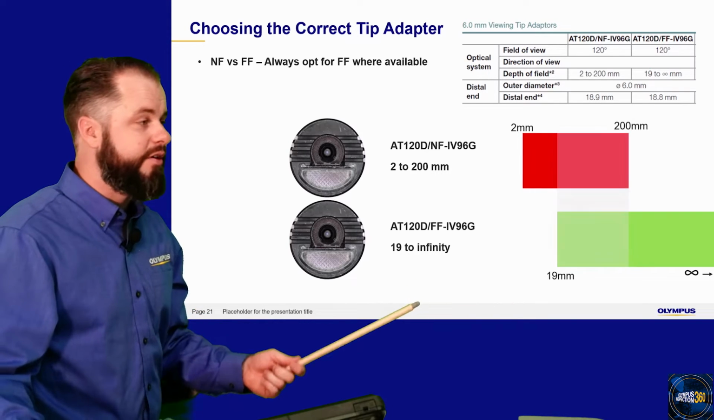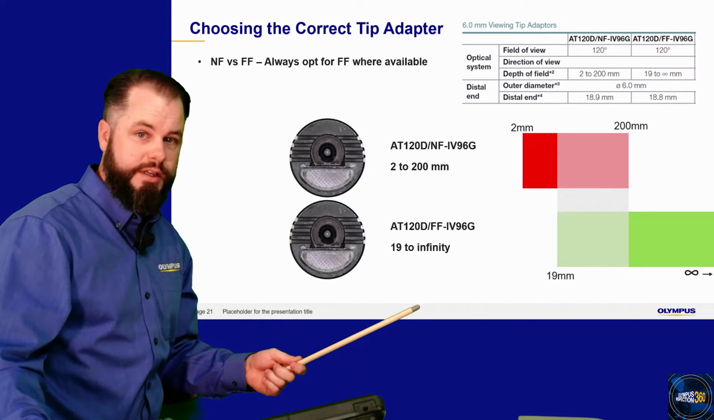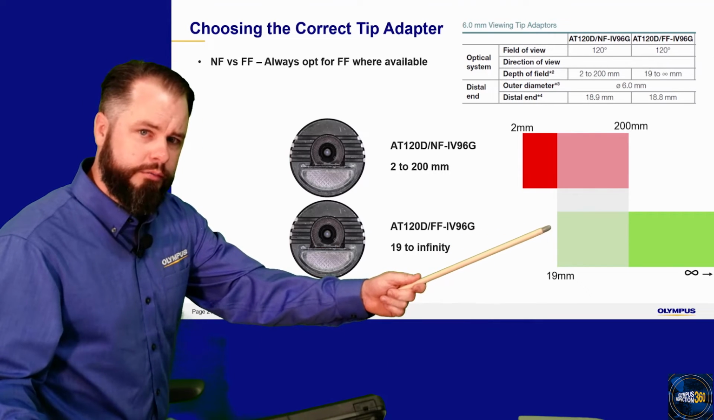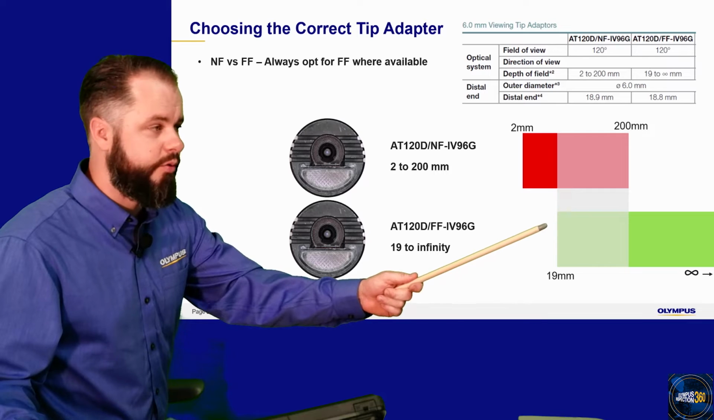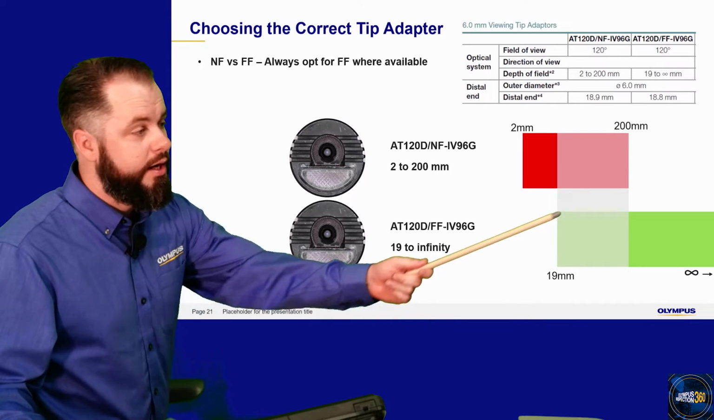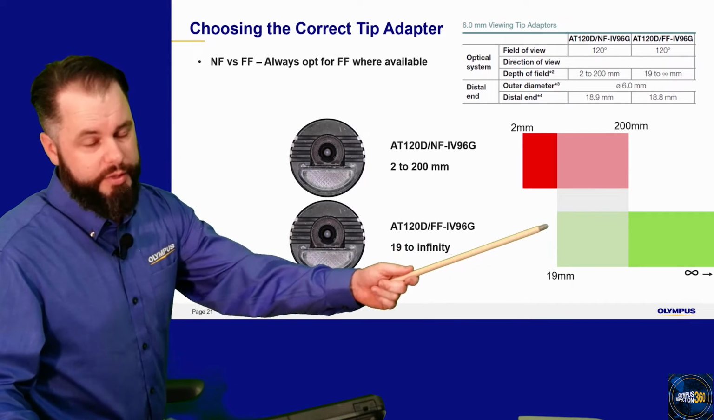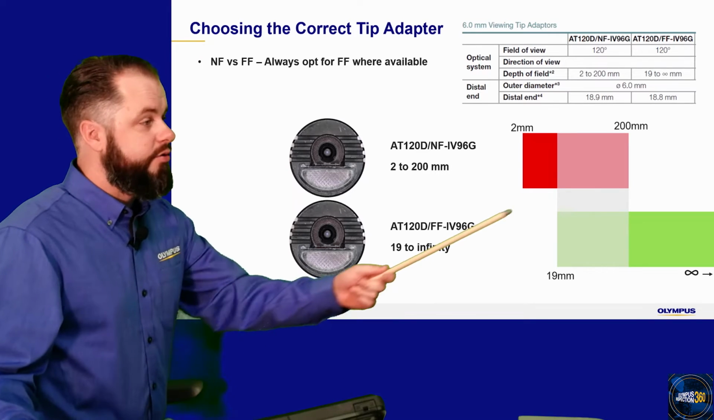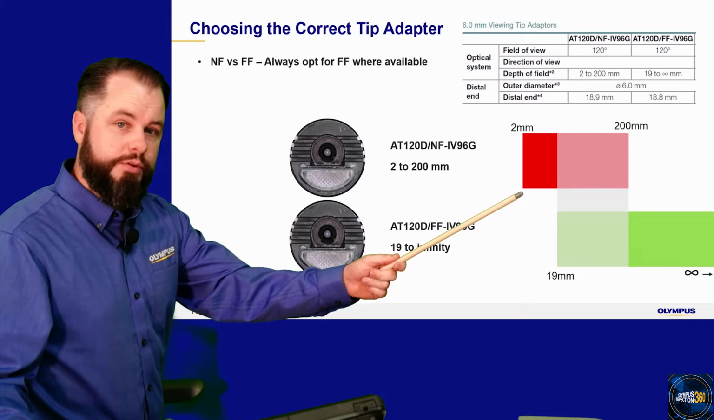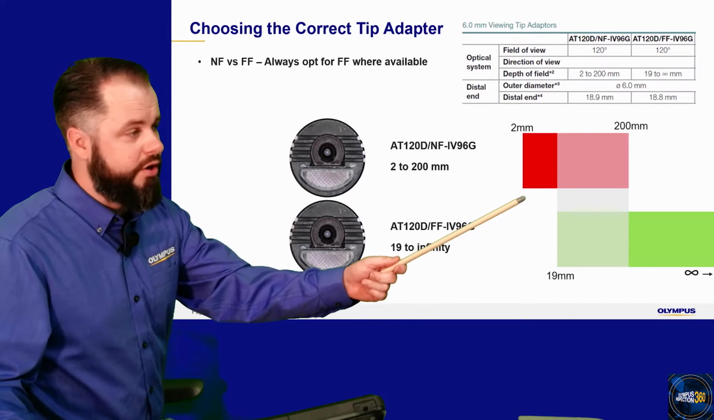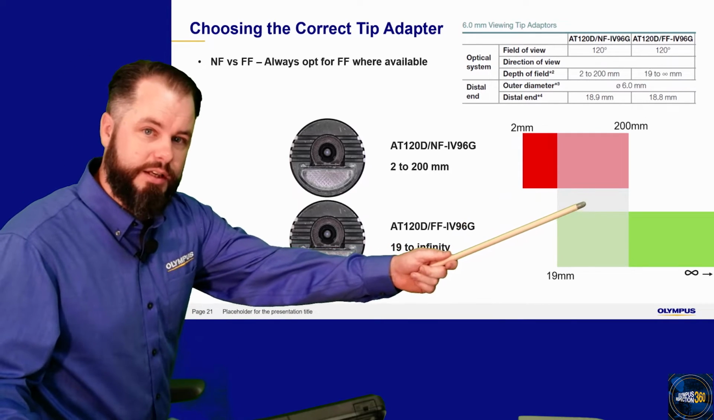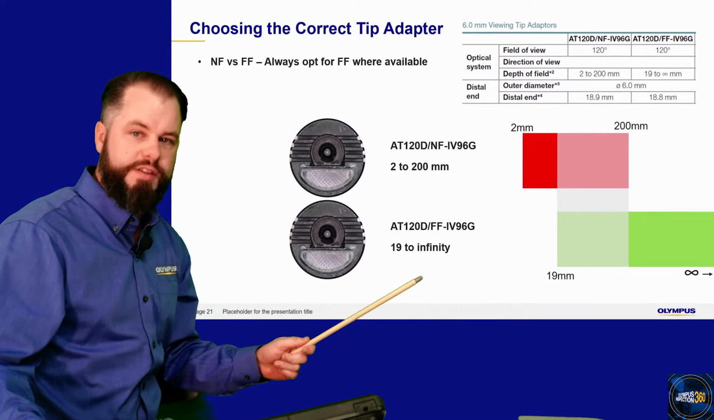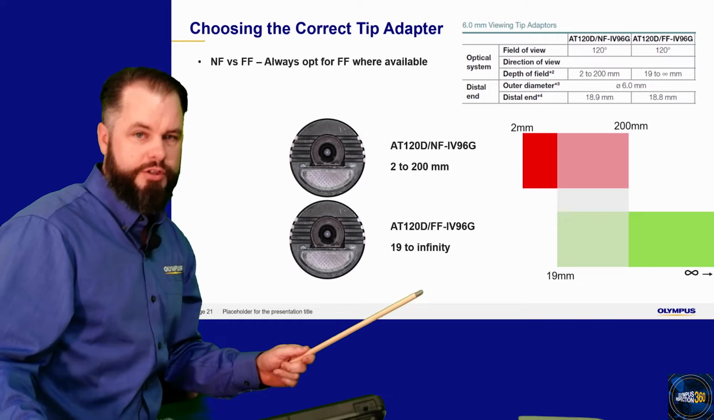That seems pretty obvious. But what is not obvious is in this overlap section. Let's say you are more than 19 millimeters away, which is about 3/4 of an inch, and less than 200 millimeters away. The question then is, which of these two tips can you choose? I've seen a lot of people who say, well, I can just keep my near focus on because it's still technically within the focal range. You always want to use the far focus tip if you have the option to.